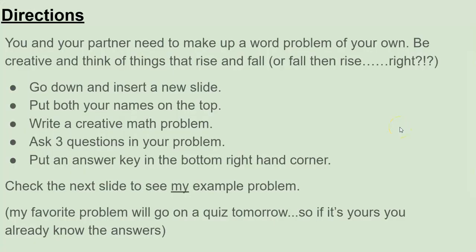Pretty easy. You and a partner are going to make up a word problem on your own. It needs to be something that goes up and then goes down, or goes down and then goes up. How creative are you going to be? You're going to go down on this slideshow, make a new slide, put your names on top of it, write the creative math problem, ask 3 questions about your math problem, and put an answer key in the bottom right-hand corner. The next slide is going to be my example.